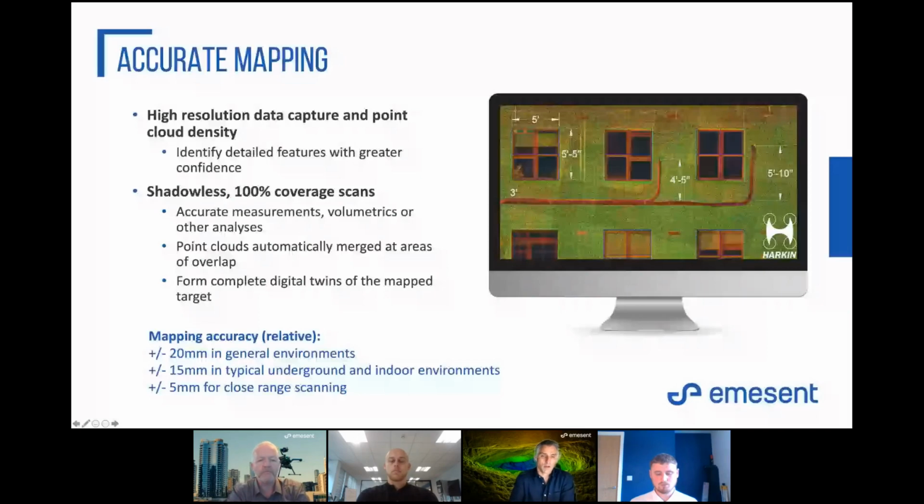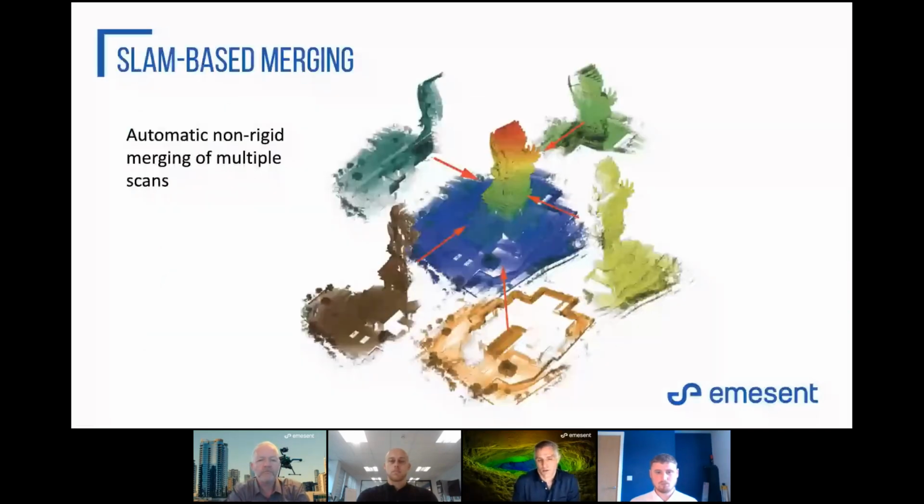And then we also have a merging workflow which allows you to combine multiple scans. So if you've been flying and walking with the system, you can run it through our merge process, which is a non-rigid merging solution. So it actually improves the individual scans as they are merged together using our SLAM algorithm.